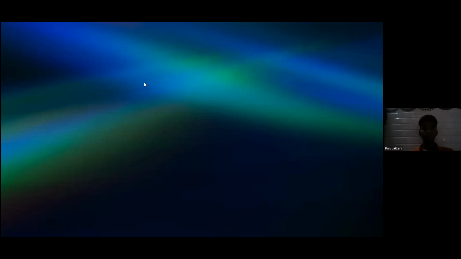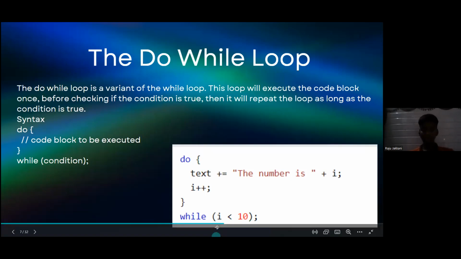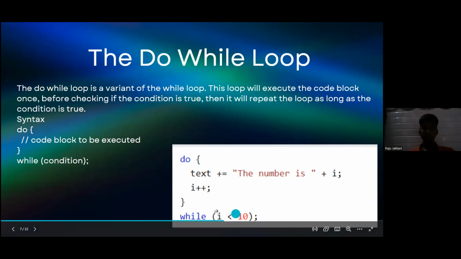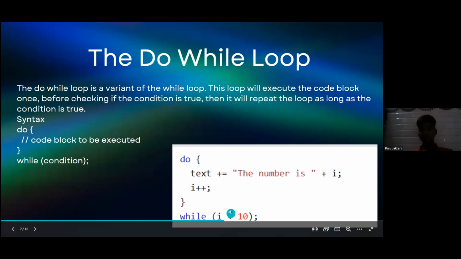For the do while loop, the do while loop is a variant of the while loop. It is used to first execute the code, then increment the value, and at last it will check the condition. If the condition is true, then it will execute the loop. If the condition is false, it will again execute the code and again increment the value till the condition is satisfied.